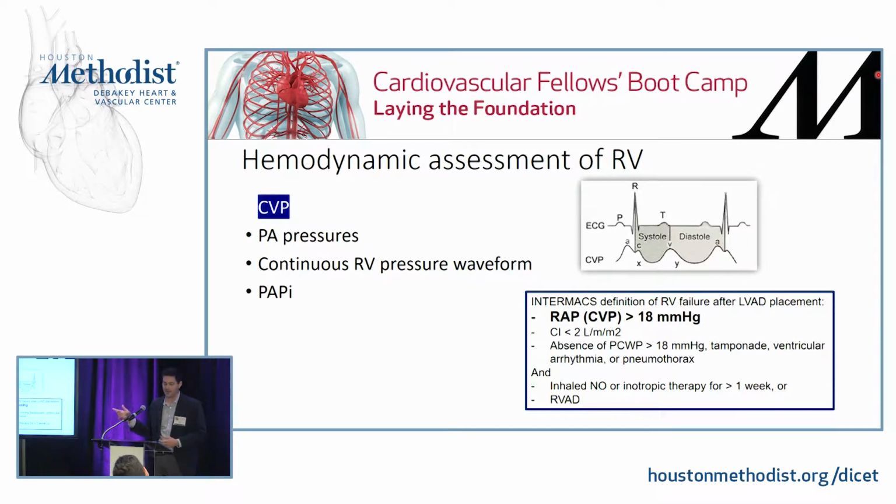So much so that INTERMACS, a registry of clinical outcomes for patients who have LVADs and mechanical assist devices, has come out with what is probably the best, most recent definition for peri-op RV failure. And you can see they use CVP as one of the big staples of its definition. So if the CVP is high, they use 18, and the index is low, and there's no other reason to explain it, and the patient is requiring extensive therapy, then that's peri-op RV failure.